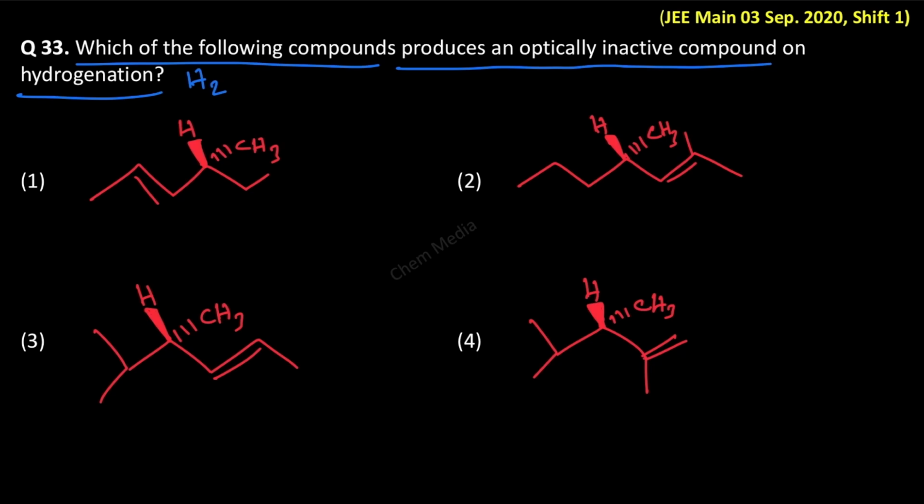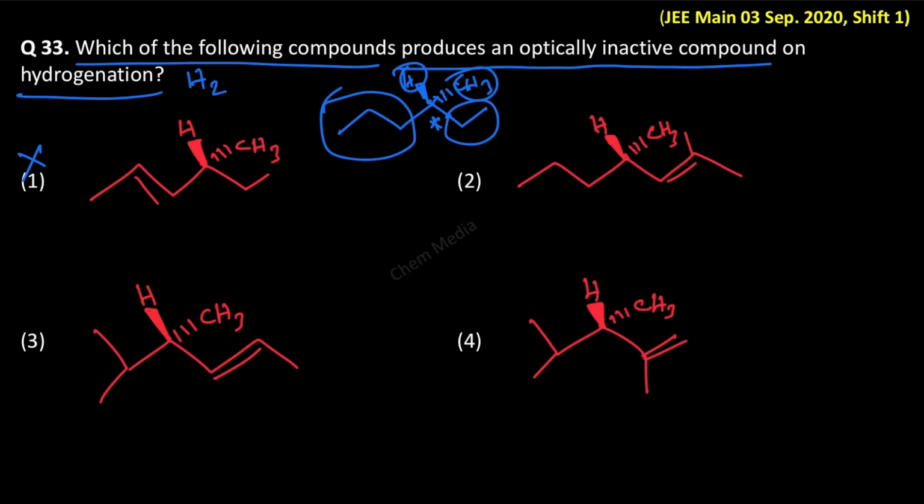So, if we add H2 to 1, then it would become 1, 2, 3, 4, 5, 6, and then we have a methyl group at the 4th position. That means it is still optically active because this is a chiral center, isn't it? We have a propyl group here, an ethyl group, a methyl group, and then hydrogen. So, therefore, we still have a chiral center. That means it is optically active. Therefore, this is not our correct choice.